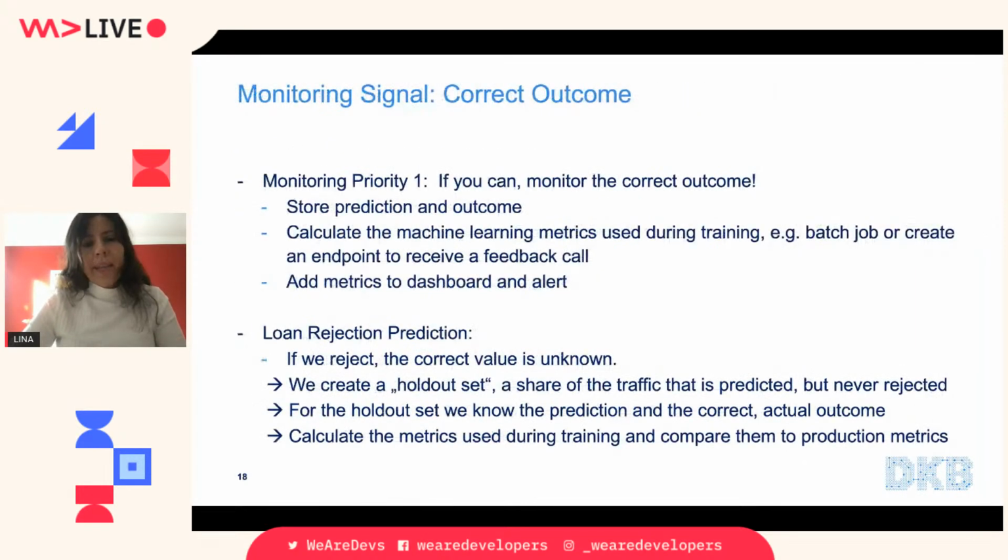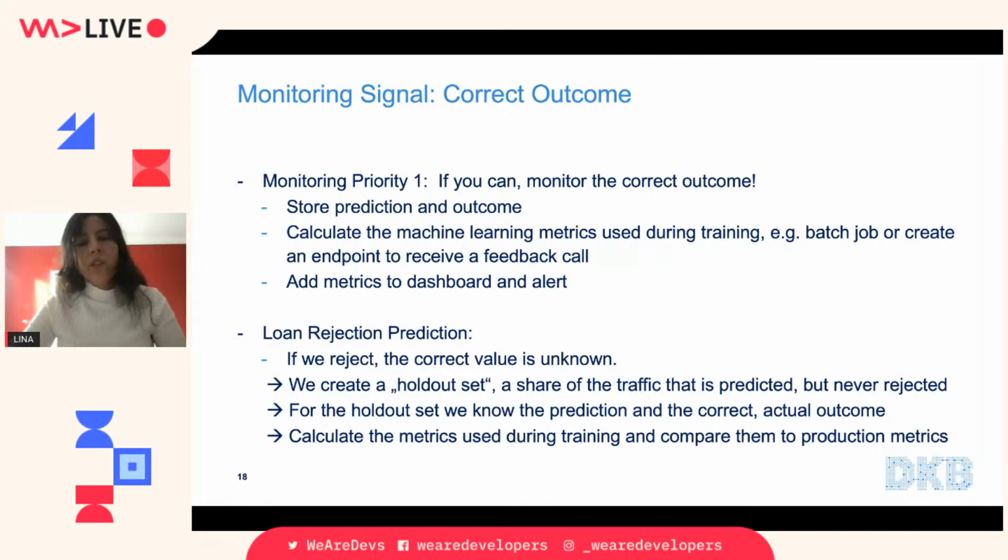So if you can, you should monitor the correct outcome. That is the best signal if the algorithm still works. It's exactly what was trained on in the development phase. So what you do is you store the prediction and you store the outcome. And then you calculate the machine learning metrics used during training, for example, as a batch job, or you can create an endpoint to receive a feedback call to your service and expose the metric from there. And you add the metrics to the dashboard and you alert.